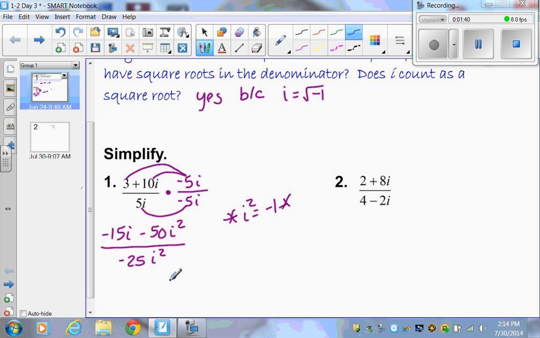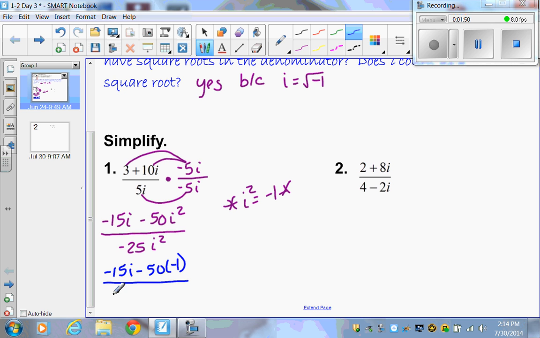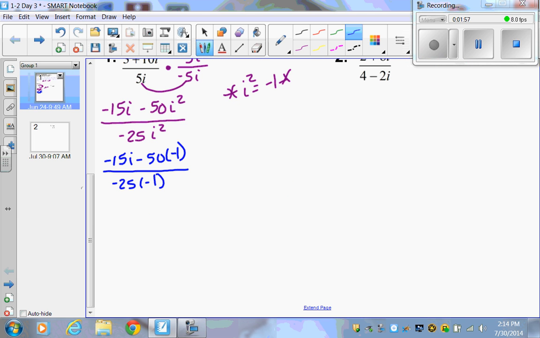So this is really -15i minus 50 times -1, over -25 times -1. So this is going to be -15i. -50 times -1 is a positive 50, and -25 times -1 is positive 25.